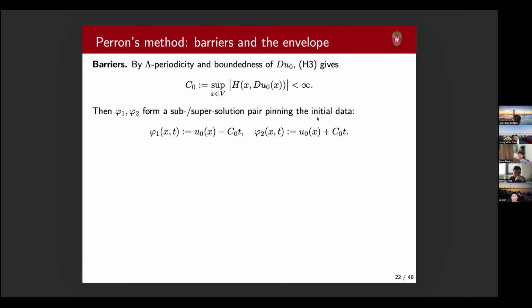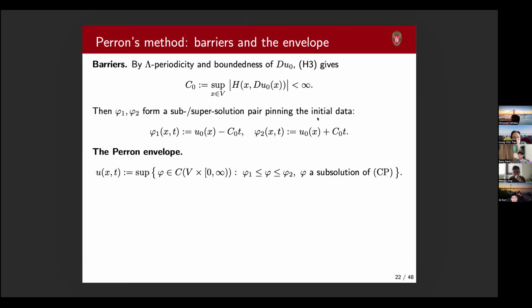Okay, and then I will start with a brief review of the Perron method. First we define the constant, which is the supremum of the Hamiltonian applied to the gradient of the initial data. Then we can construct a barrier. I mean that we can construct a subsolution and a supersolution of the Cauchy problem, P1 and P2, and then we can construct the envelope. Basically we take the supremum of all the subsolutions between the two barriers, P1 and P2.